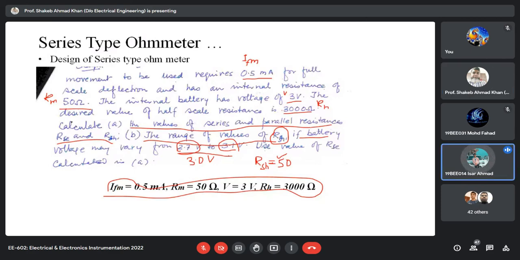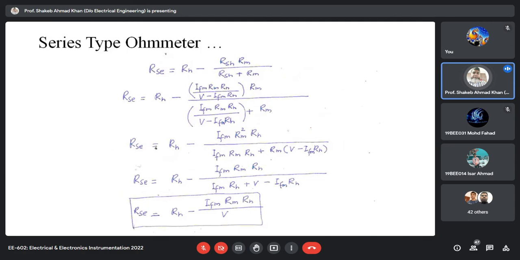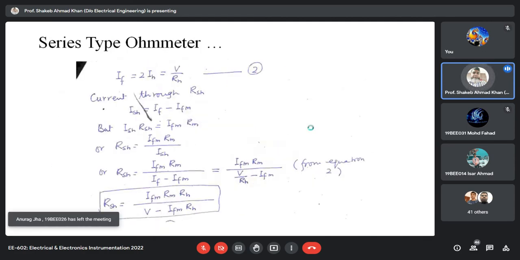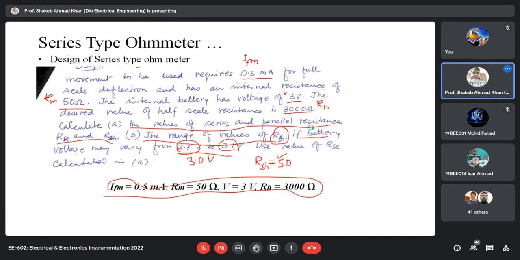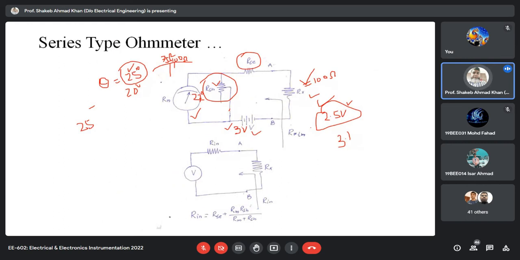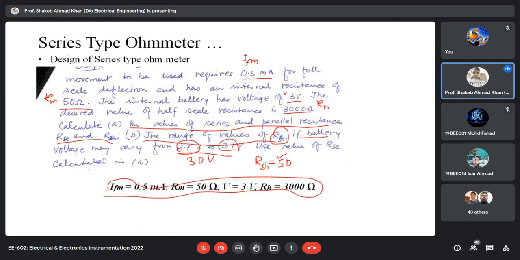सर क्वेश्चन में लिखा है कि use value of RAC calculated in a. सो RAC का वैल्यू इसमें पुट ही नहीं किया, फायदा क्या हुआ? नहीं, RAC की जरूरत नहीं है, लेकिन RAC को अगर आप डिस्टर्ब करेंगे, it is assuming that, because if you disturb RAC... RAC को हमें डिस्टर्ब नहीं करना. RAC की जो वैल्यू हमने कैलकुलेट की है a पार्ट में, will keep as it is.